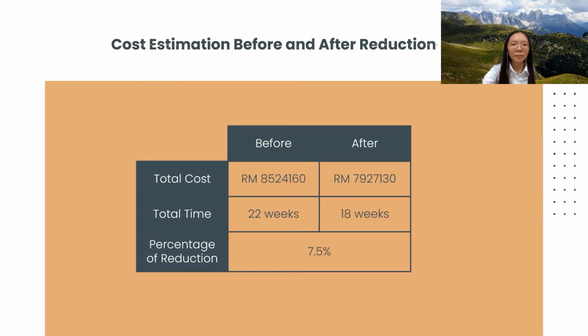This table shows the total cost and total time before and after reduction. The percentage of reduction is approximately 7.5%. The cost reduction is due to the redesign of the proposed level by minimizing the cut and fill volume to reduce the cost for the earthwork. Due to the reduction in cut and fill volume, the total time for the earthwork has also been reduced from 22 weeks to 18 weeks. Hence, the final total cost required for the earthwork project is approximately 7,930,000 ringgit.